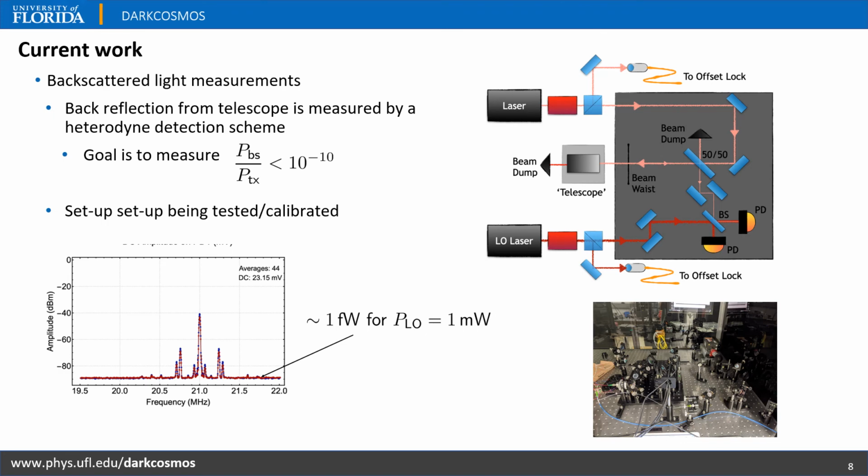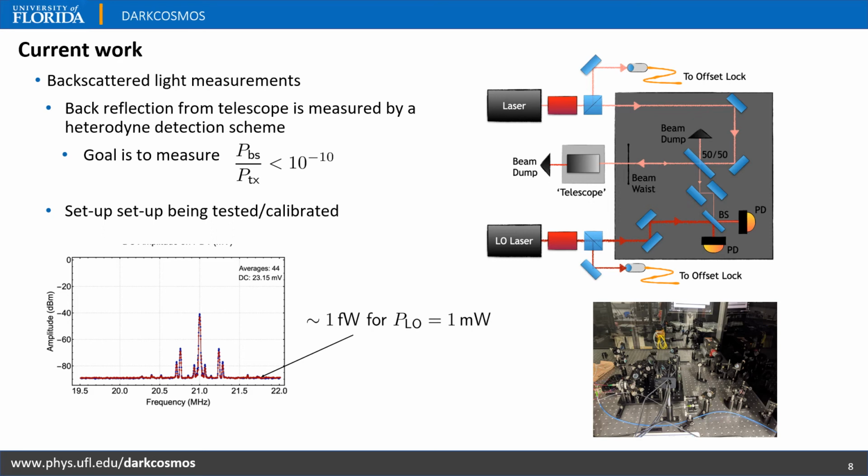Finally, we're also working on the setup for measuring backscattered light. The plan is to measure the back reflection from the telescope using a heterodyne detection scheme, where the goal is to measure sub-ppb attenuation levels. The setup is now being tested and calibrated, and the concept is here on the right hand side.